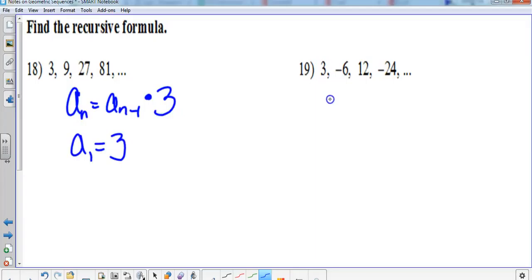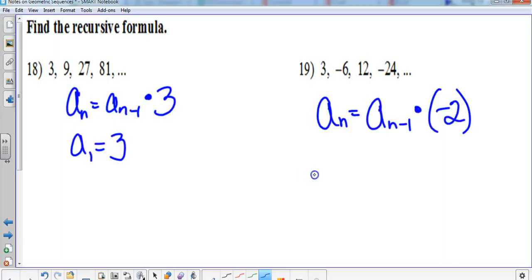All right, explicit for this one. There's so many 3's on this worksheet, isn't even funny. A sub n equals A sub n minus 1 times negative 2. Don't have to have parentheses, but I like them when I have a negative. A sub 1 equals 3. Good job.